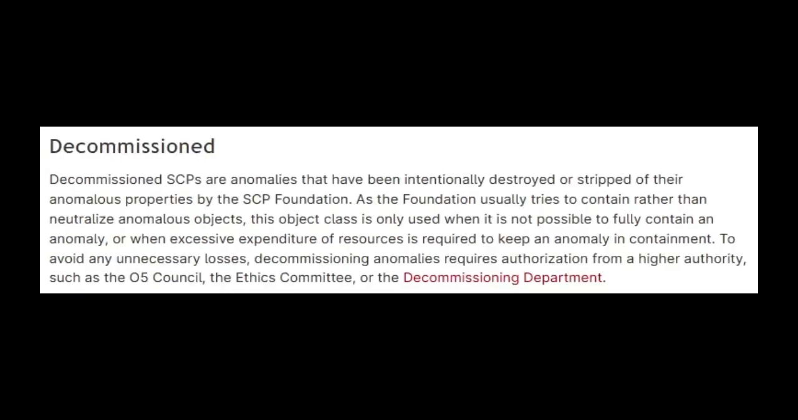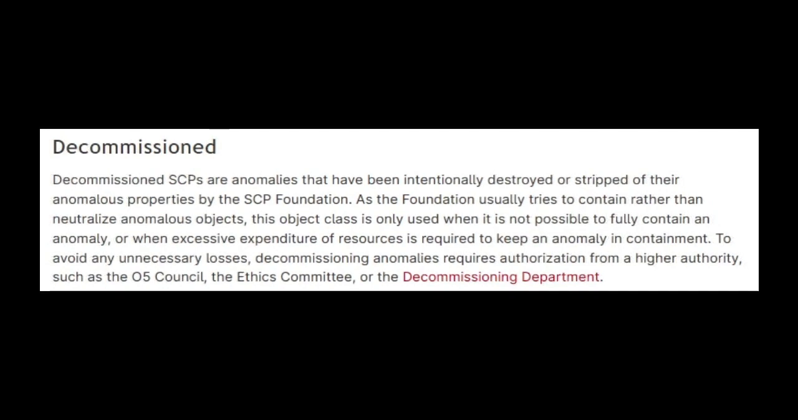Decommissioned. Decommissioned SCPs are anomalies that have been intentionally destroyed or stripped of their anomalous properties by the SCP Foundation. As the Foundation usually tries to contain rather than neutralize anomalous objects, this object class is only used when it is not possible to fully contain an anomaly, or when an excessive expenditure of resources is required to keep an anomaly in containment. To avoid any unnecessary losses, decommissioning anomalies requires authorization from a higher authority such as the O5 Council, the Ethics Committee, or the Decommissioning Department.